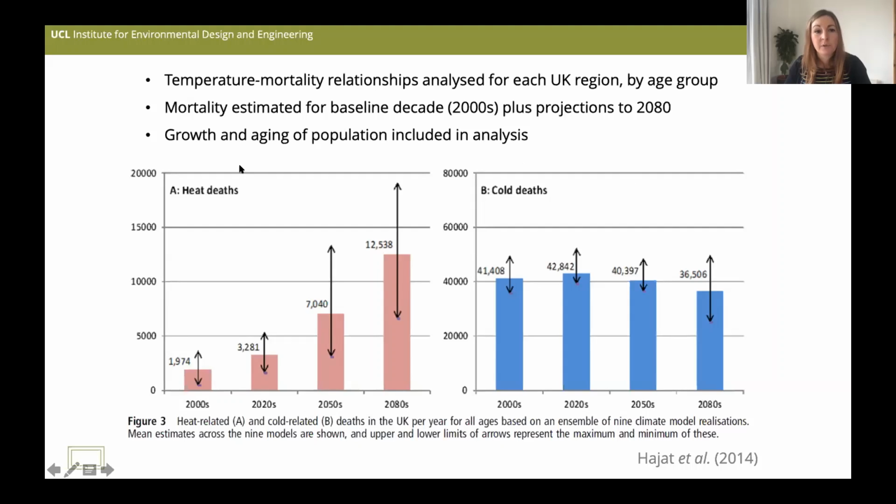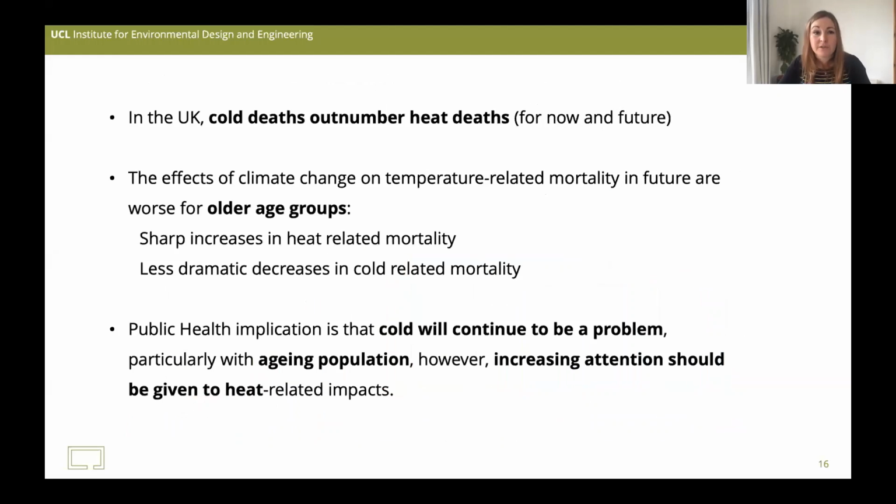And one of the main reasons that we don't see such a large drop-off in cold deaths is simply because we include growth and ageing of the population. And what happens in future decades is the UK population gets larger and more elderly, and therefore we have a much larger vulnerable population group. So this work told us that we already knew that cold deaths outnumber heat deaths, but this is still likely to be the case in future.